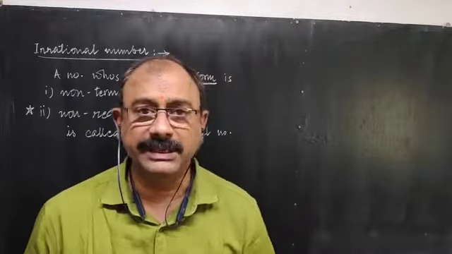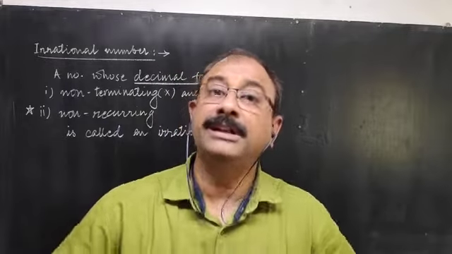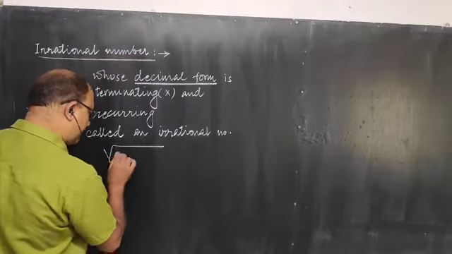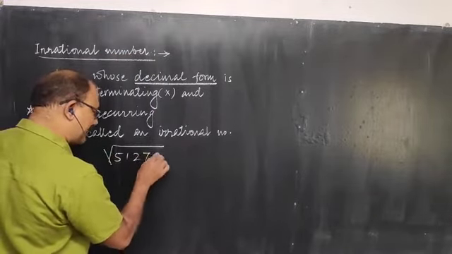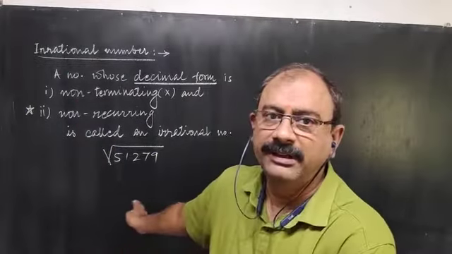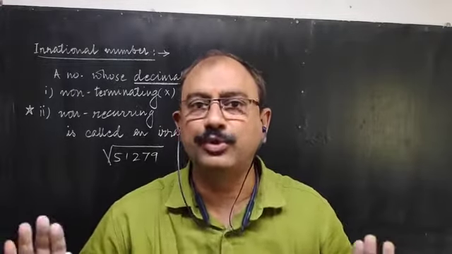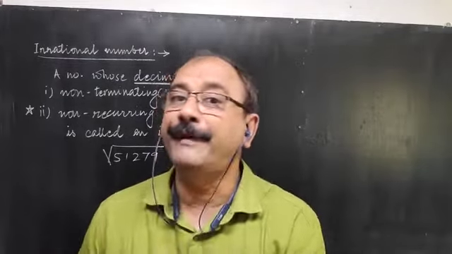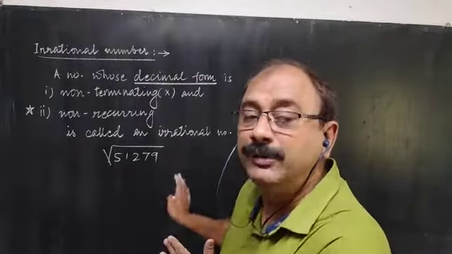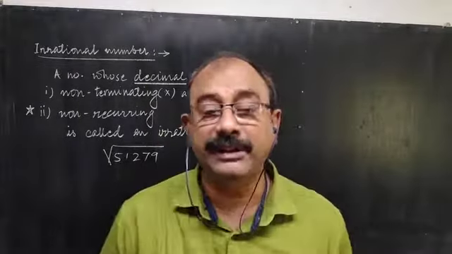Now the question is, we have to express the given number in the decimal form. Suppose I write the number 51279, and now somebody will ask me, sir, is this number an irrational number? I will not be able to answer within a fraction of a second, because first I have to convert this into the decimal form, and then I have to verify the definition of an irrational number.